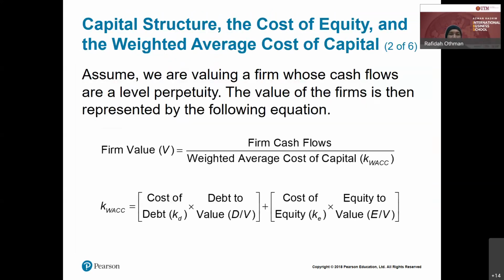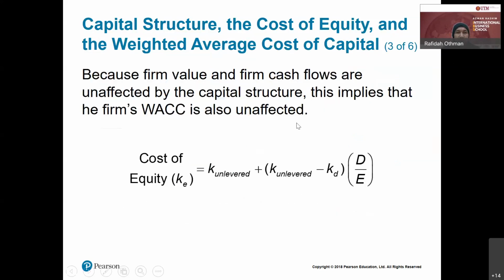These are the WACC, the firm cash flow, the firm value, and another formula to calculate the firm value. You also can calculate firm value by using the firm cash flow divided by the average cost of capital. So this is another formula to calculate firm value. And this is the cost of equity that we are talking about.